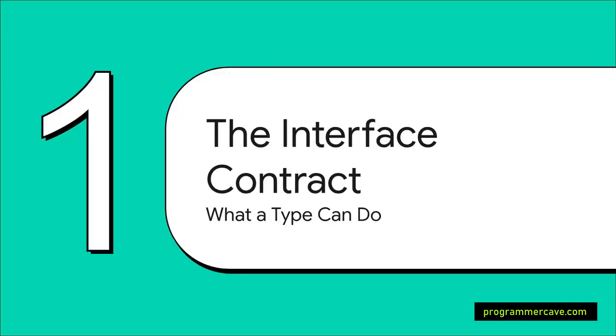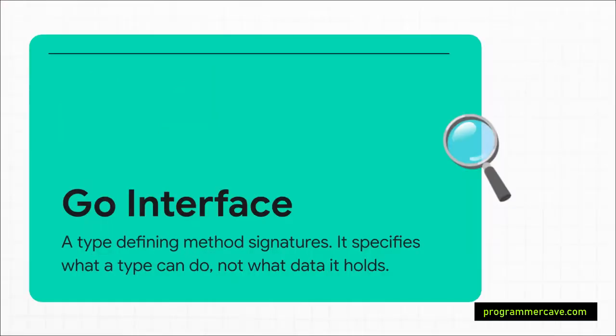Okay, so let's dig into that core idea, the interface as a contract. What in the world is an interface in Go anyway? At its most basic level, an interface is just a collection of method signatures. And look at the key phrase here. It specifies what a type can do, not what data it holds. It's purely about behavior. It's a to-do list, not a resume.